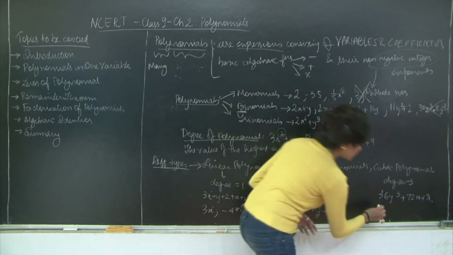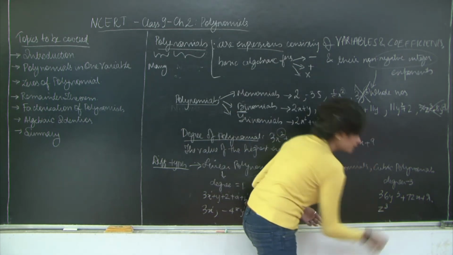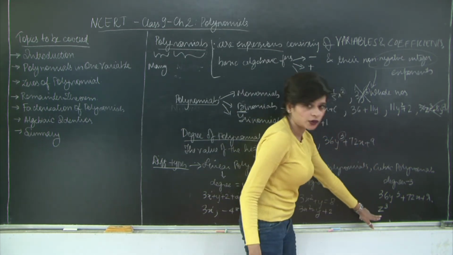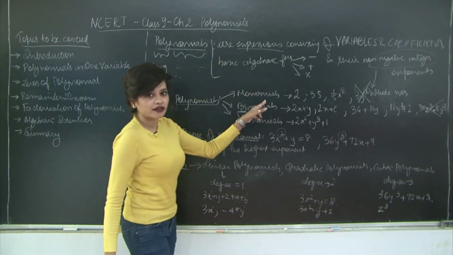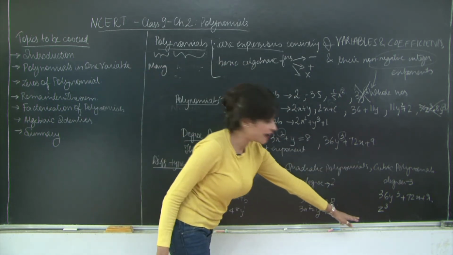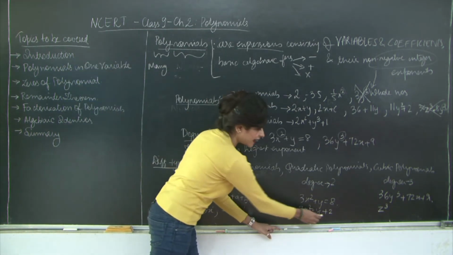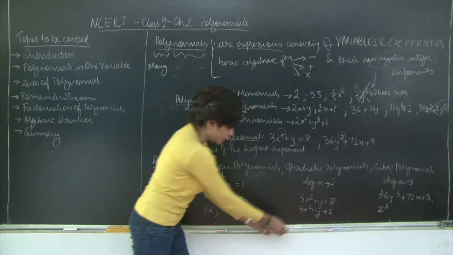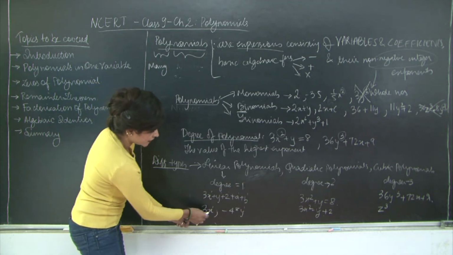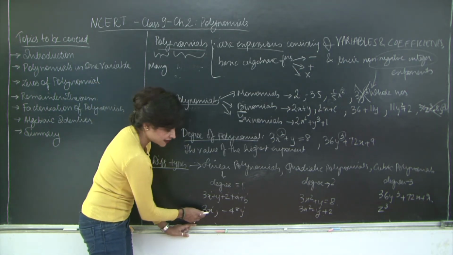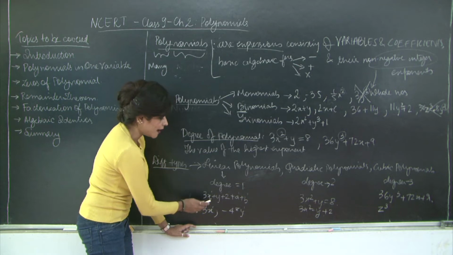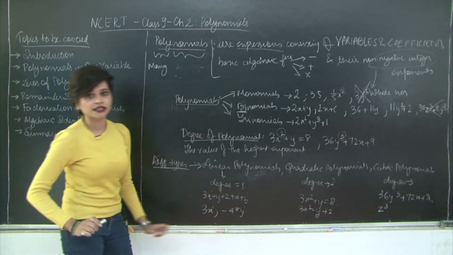And here, even if I would have had something like z cube, this is just one single term which makes it a monomial. It is a monomial but a cubic polynomial. Got the difference? Here again, this is a trinomial but a quadratic polynomial. This one out here, it is a monomial, that is, there is just one term in this polynomial, but the degree is 1, therefore it's a linear polynomial.